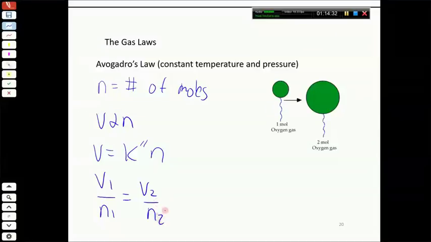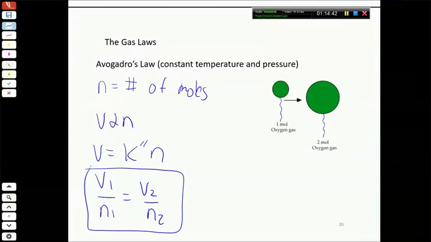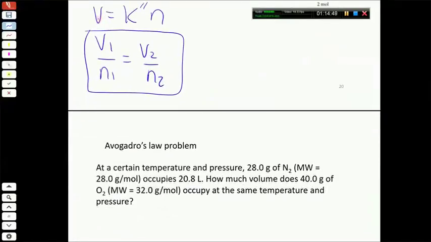So this is the mathematical statement of Avogadro's law, which is that volume and number of moles are directly proportional to each other. If you have more moles of gas, you have a larger volume, and they're related in that way. Okay? So that's the last individual gas law, Avogadro's law, so we'll do a quick problem with it.